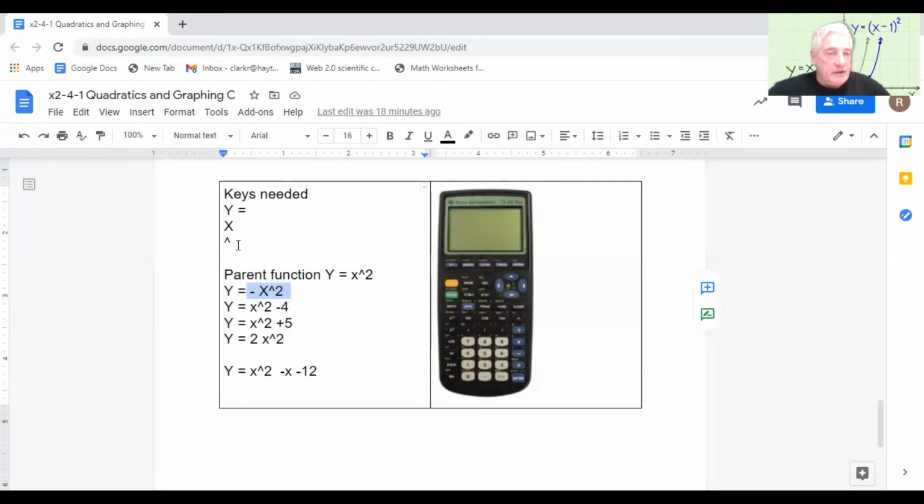Now, the other key you're going to need is, we call it the hat, we call it the roof. On a regular typewriter, it is Shift 6. On your calculator, it is right here. That's going to be our exponent symbol. So y equals x squared is the first one you're going to graph. So let's graph y equals x squared.